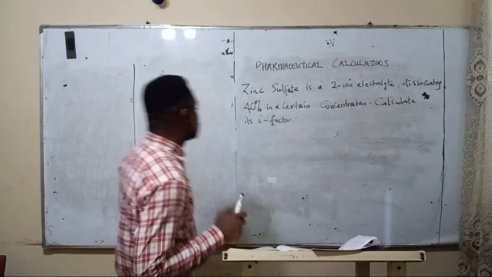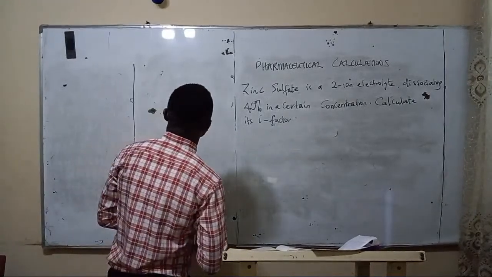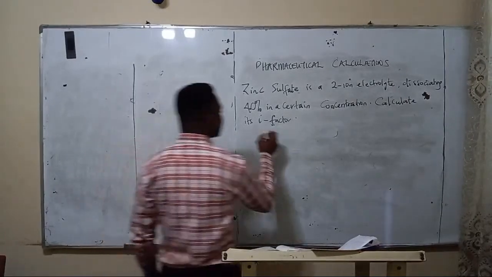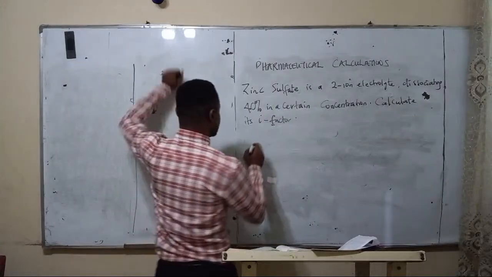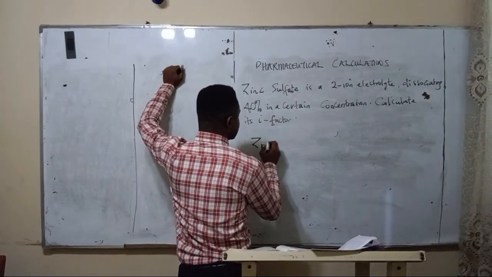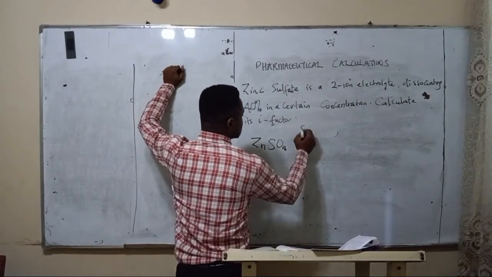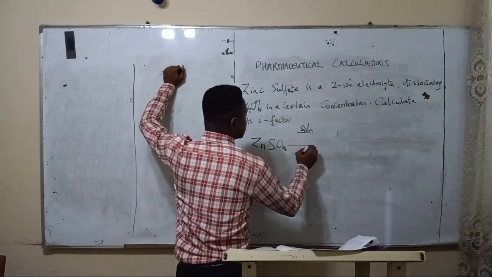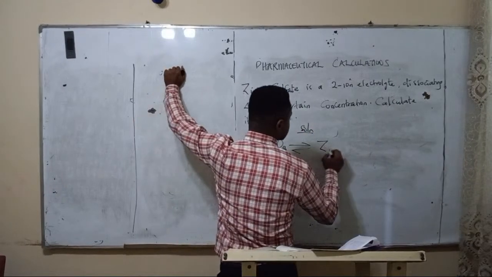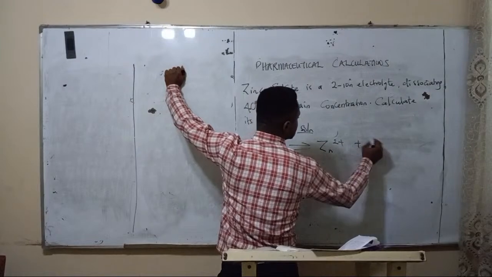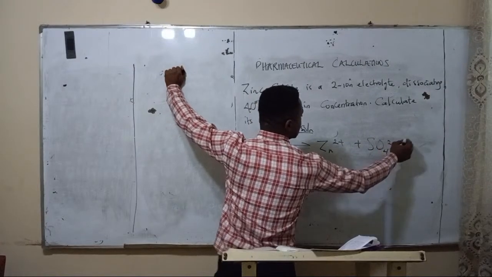So if we put that into consideration, we'll now solve this question. Let's look at the dissociation of zinc sulfate. This is zinc sulfate solution. It will dissociate to form zinc ion and sulfate ion.